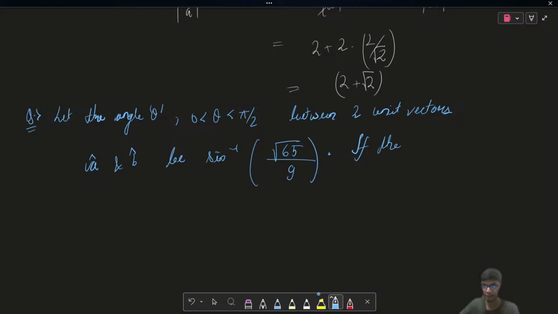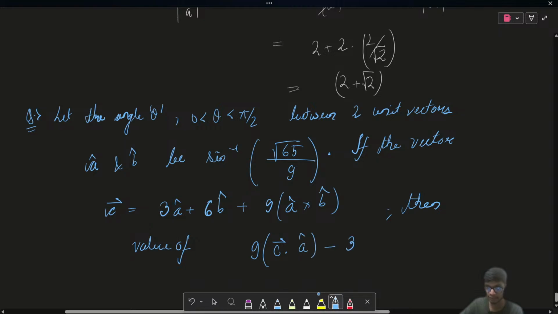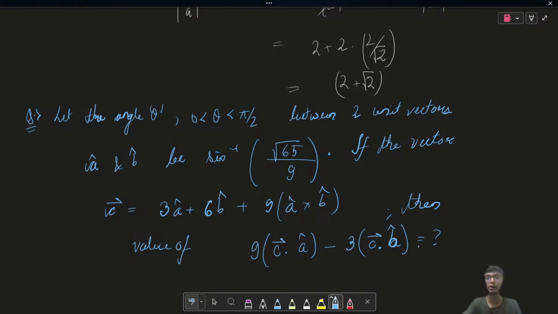And if the vector c is given as 3 times a cap plus 6 times b cap plus 9 times a cap cross b cap, then you have to evaluate the value of 9 times c dot a cap minus 3 times c vector dot b cap. So this is what the question is. Please try to solve this problem.